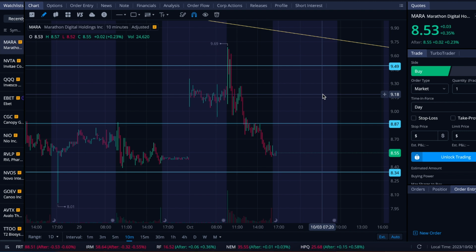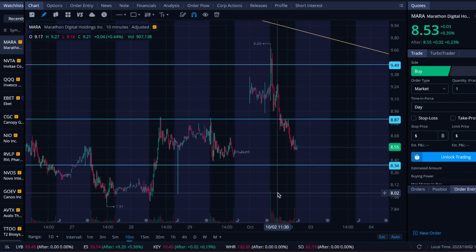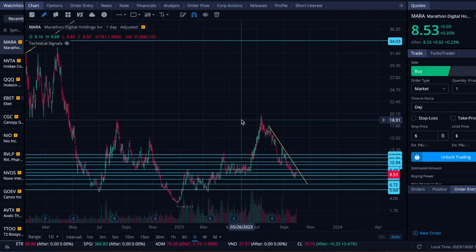If it slips to 834 and if it loses support there, then I would start to be concerned that $8 is potentially at risk at that moment. Probably a level here on 819 or so if it needed it. But that would be what I would be eyeing headed into tomorrow.